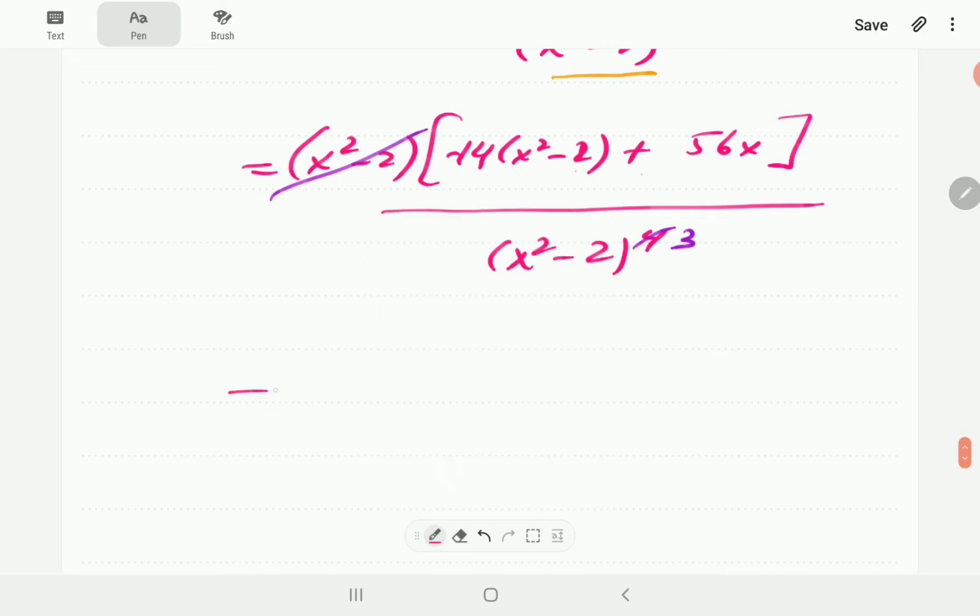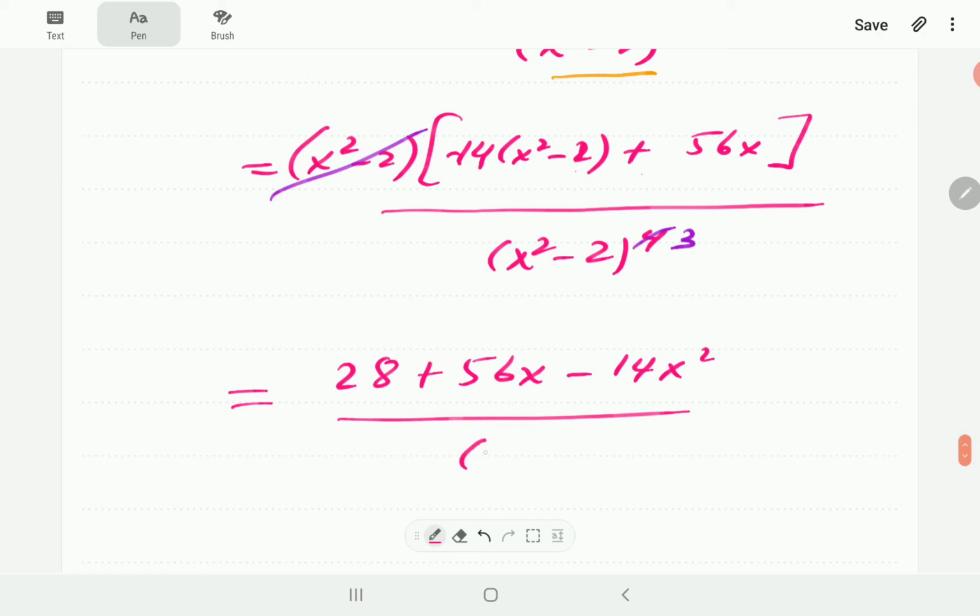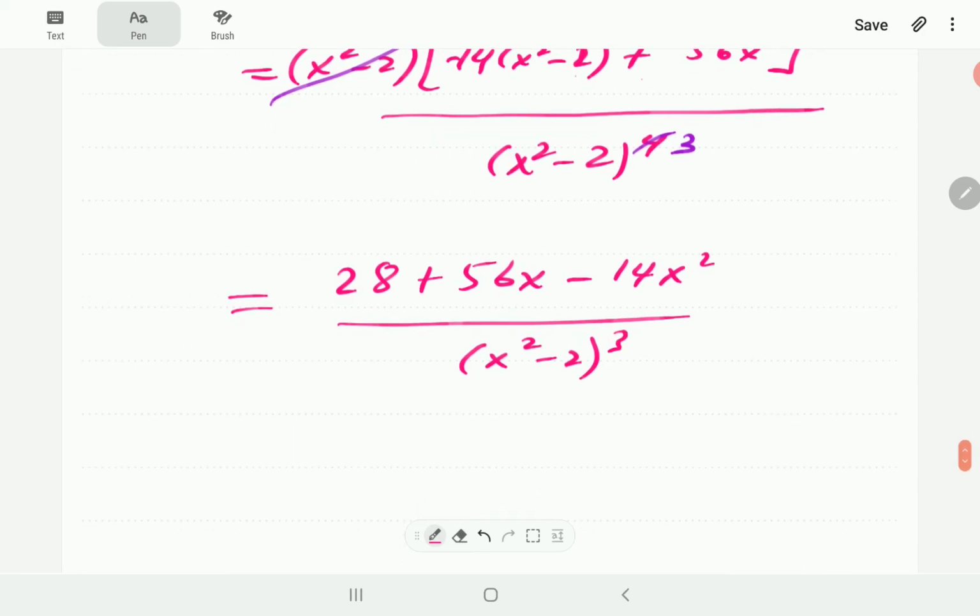Now we are getting towards the final answer. So what's going to happen is that the numerator is just going to be negative 14 times negative 2, which is positive 28. Then we're going to have 56x minus 14x squared. This is all going to be divided by x squared minus 2 to the power 3. So that is going to be our second order derivative.